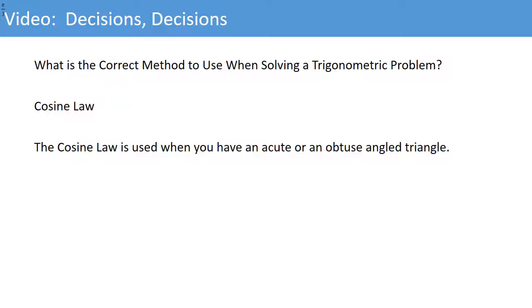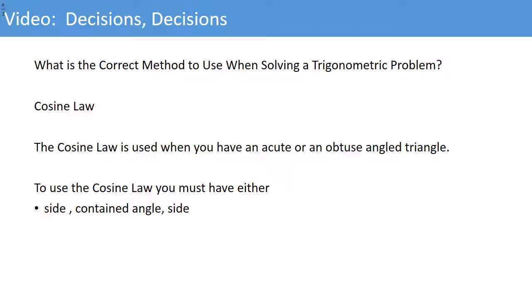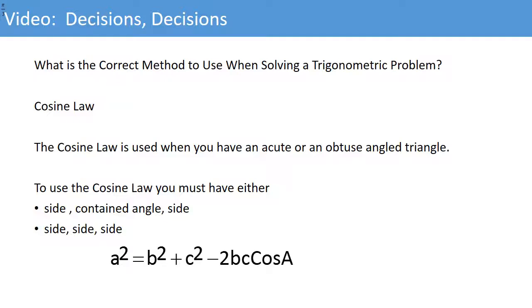And now the cosine law. The cosine law is used when you have an acute or an obtuse angled triangle. To use the cosine law, though, you must have either a side, a contained angle, and a side. The word contained means in between the 2 sides, much like meat in a sandwich. Or a side, side, side. The formula, A squared is equal to B squared plus C squared minus 2BC cos A, can be used to find any of the sides or any of the angles.